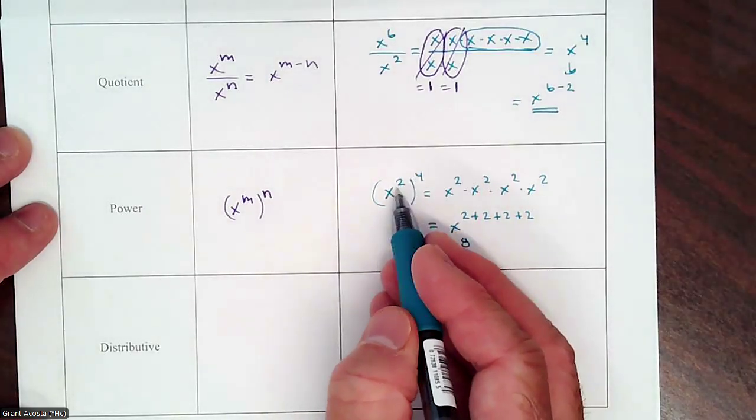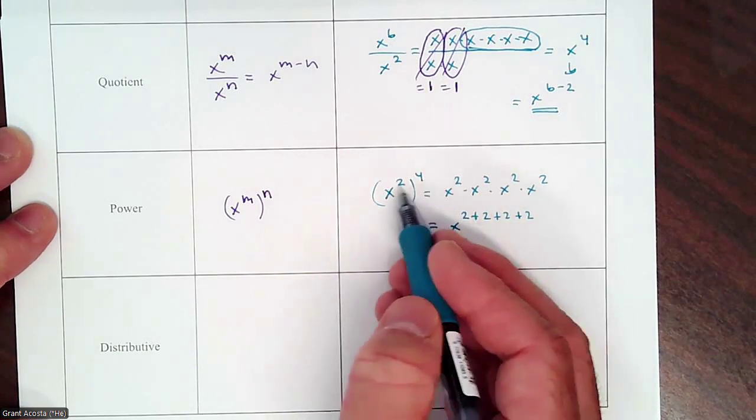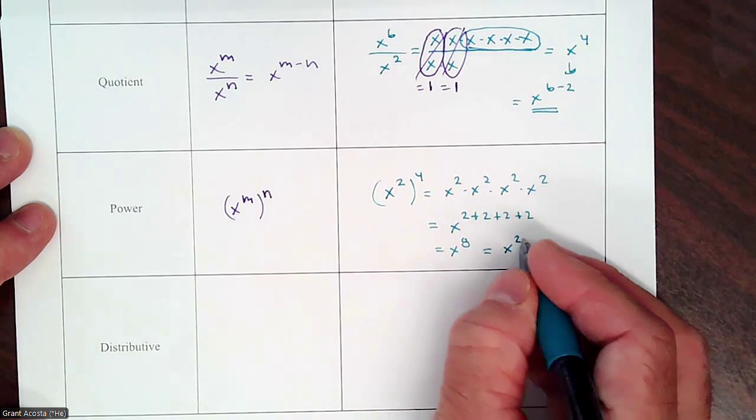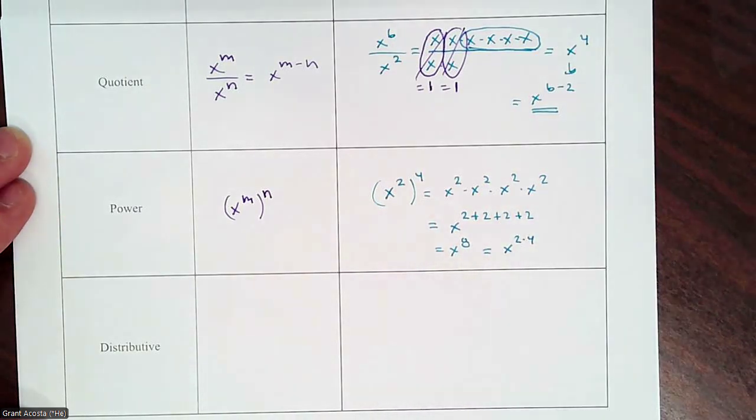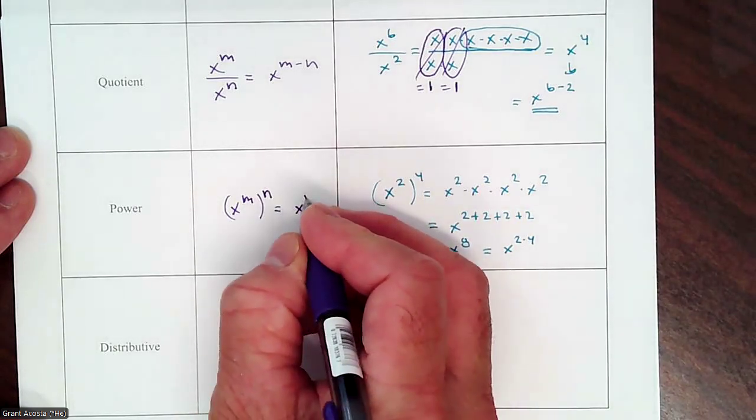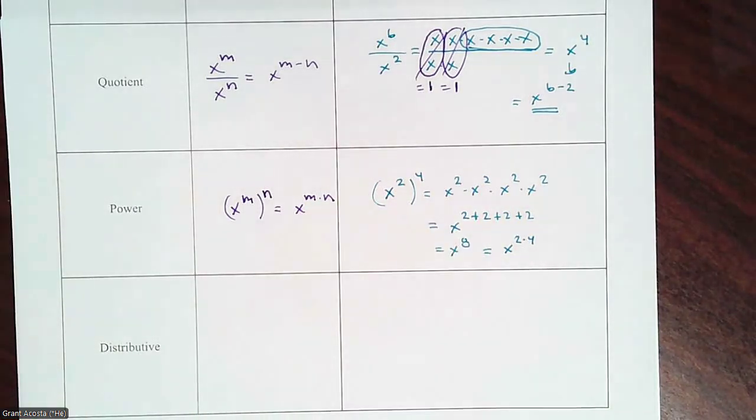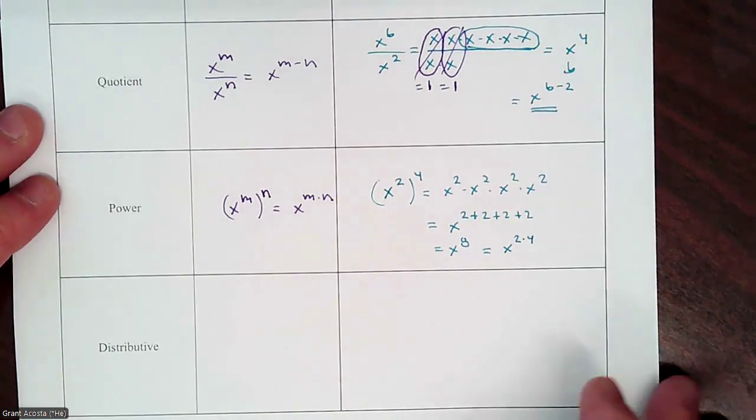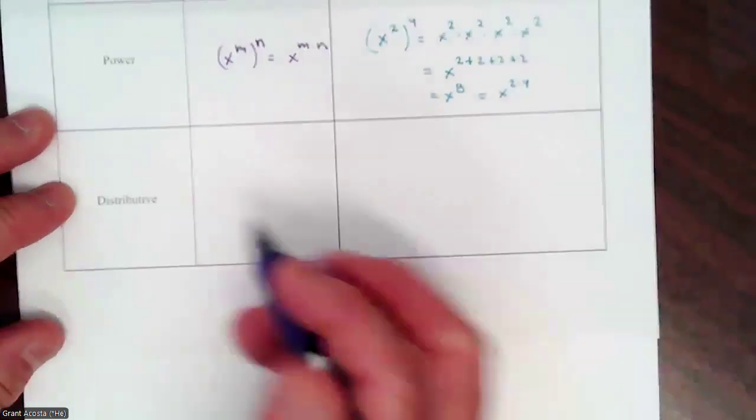And so going back to the original problem, how could I get straight to this answer here with these exponents? I'm just going to multiply them. This is x to the 2 times 4. So x to the m raised to the n is x to the m times n. And the next one's sort of built off this.